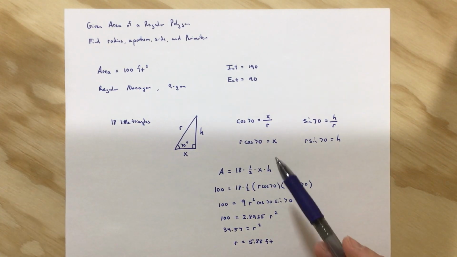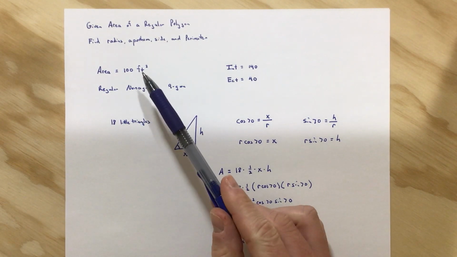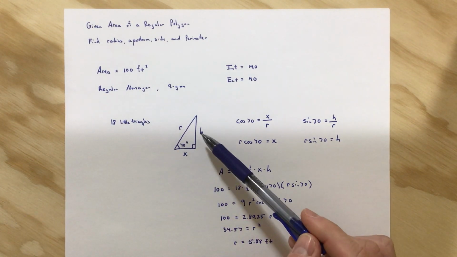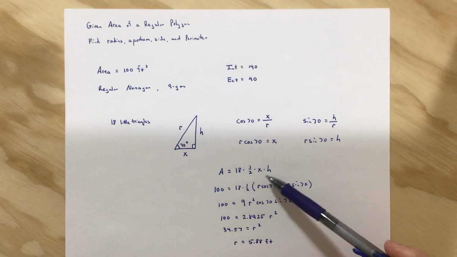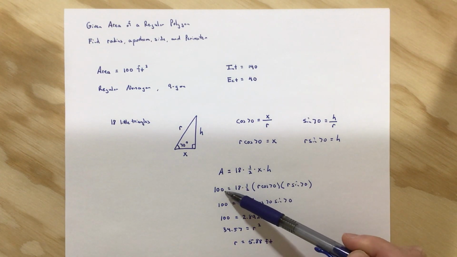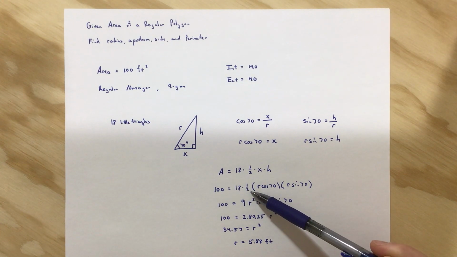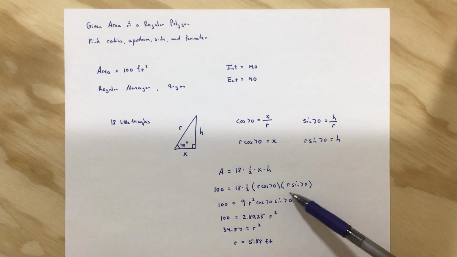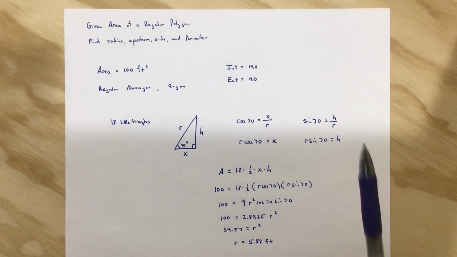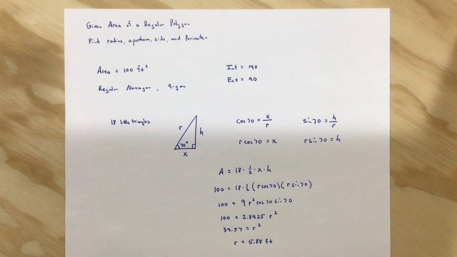Okay, so then given the area, I can break it down. I can write h and x in the abstract in terms of r. I know what the area is. I know the area is 18 times the area of the little triangle. The area of the little triangle is 1/2 base times height. I can then solve for r. But once you know r, you know everything else.